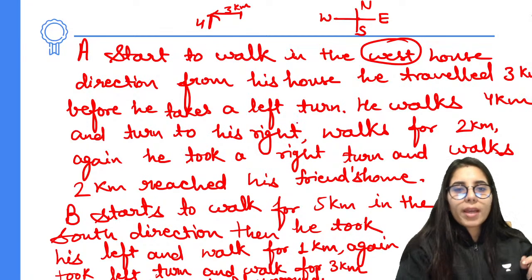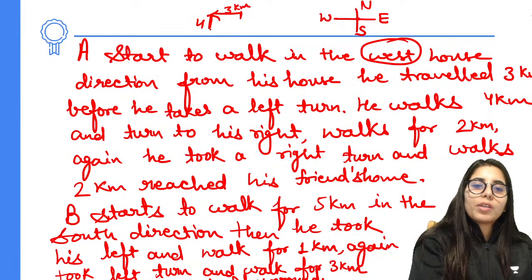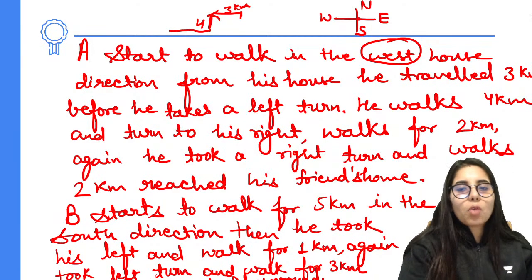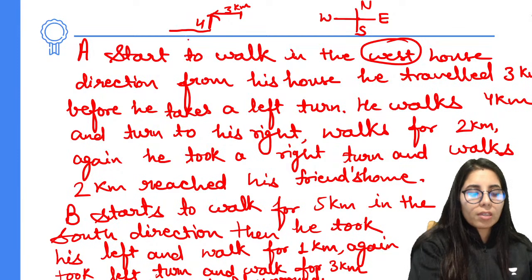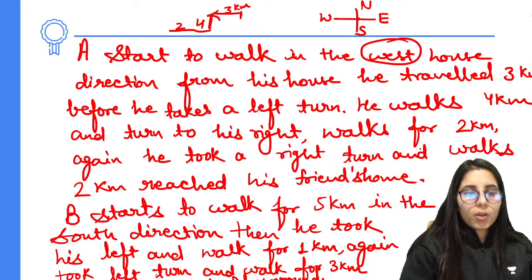And turn to his right. Now going like this and turning to right means this side. We have to keep on considering our own directions. And when he turns to right, walks 2 kilometers. So I have just taken a long line here, while it can be even a smaller one, 2 kilometers.